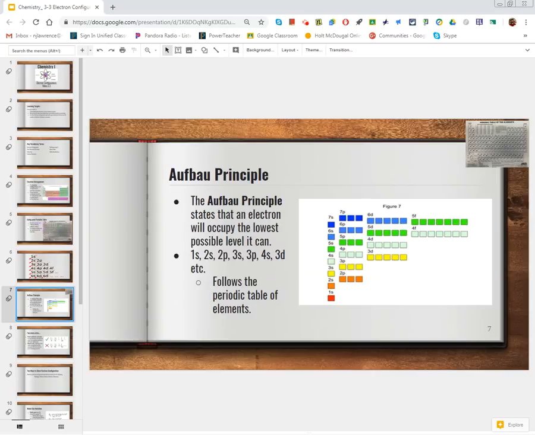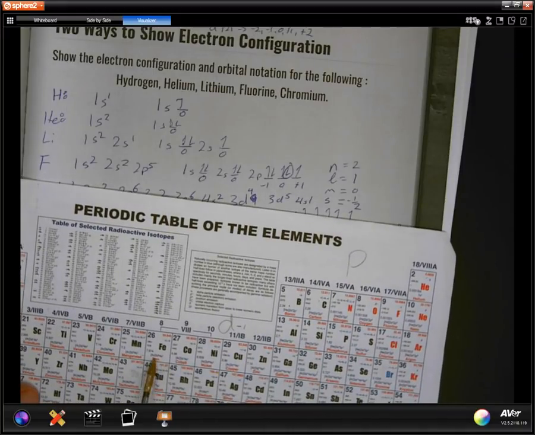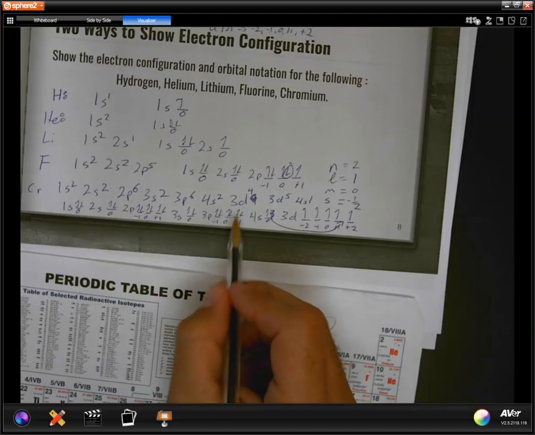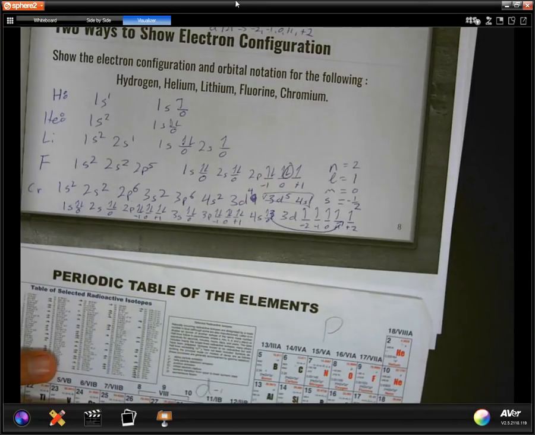But again, how do you know when those exceptions pop up? Because your periodic table will tell you, and it will give you where it doesn't follow the pattern like you would have expected. So again, that would have been an exception.